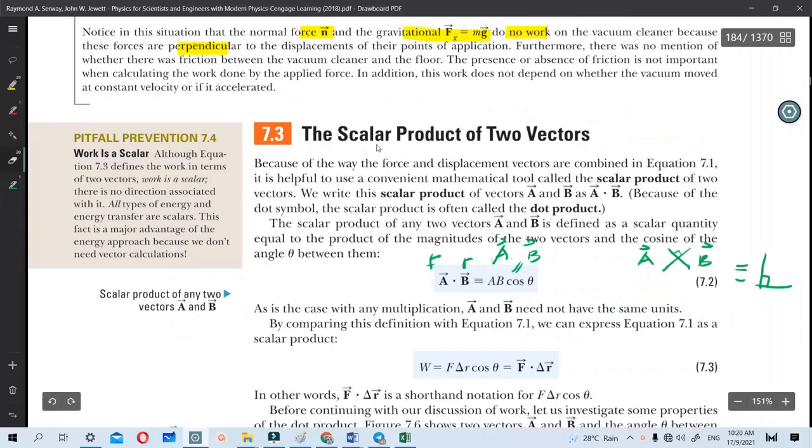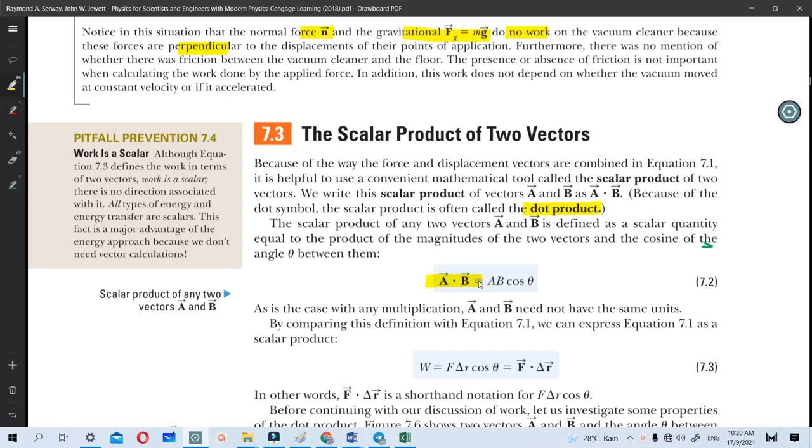Alright, 7.3. To understand more on how to operate using the concept of the scalar product of two vectors. Given that you have a dot product, if you calculate work between A and B, it is supposedly called the dot product.